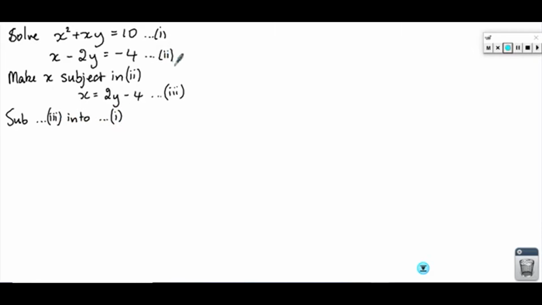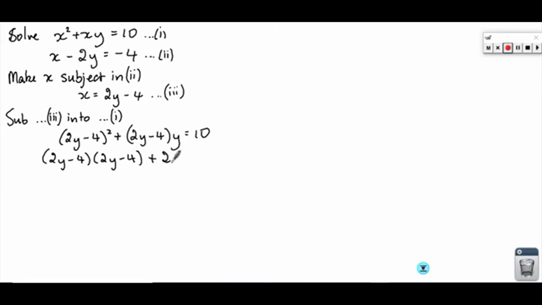Since we chose 2 first, 3 into 1, okay? So I get (2y minus 4) squared plus (2y minus 4) multiplied by y is equal to 10. We have eliminated x. Now, I will have to open up brackets and solve for y. So we get (2y minus 4) times (2y minus 4) plus 2y squared minus 4y is equal to 10.